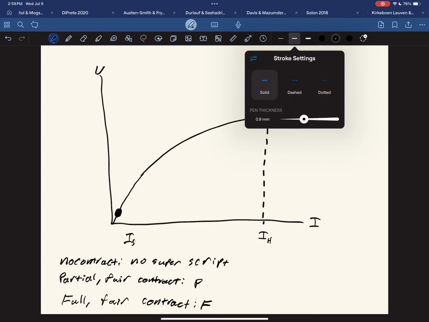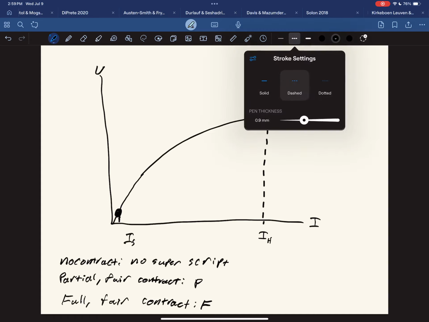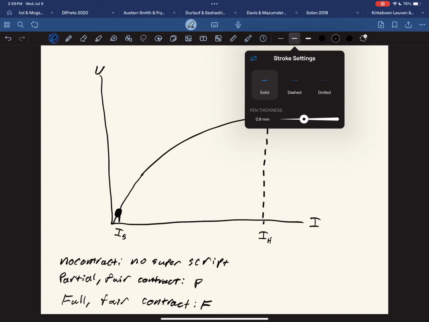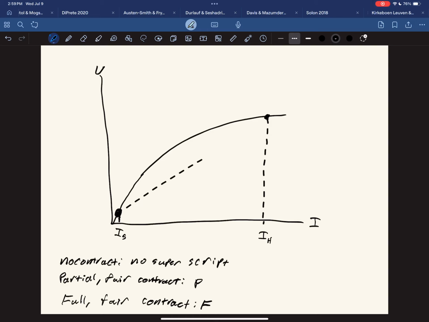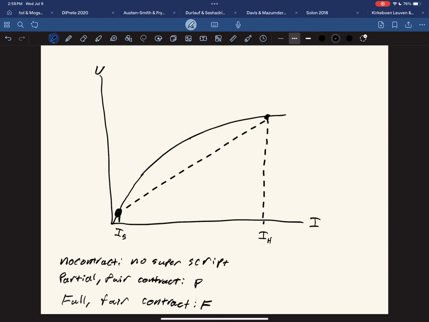And so we get that this is I_S. And again, we'll say there's a 50% chance that we get sick. So we'll just draw a line like that for a 50% chance you get sick.